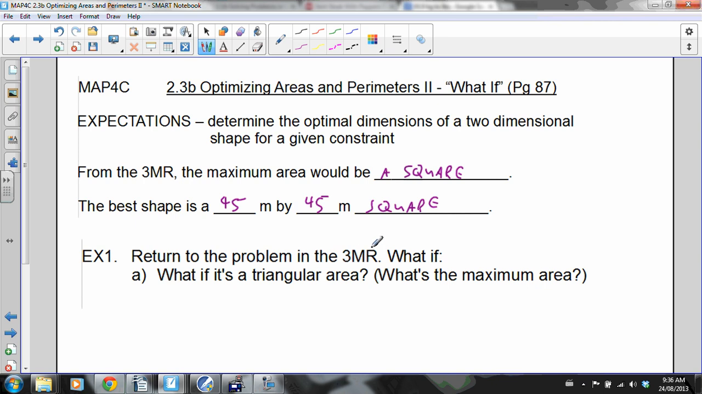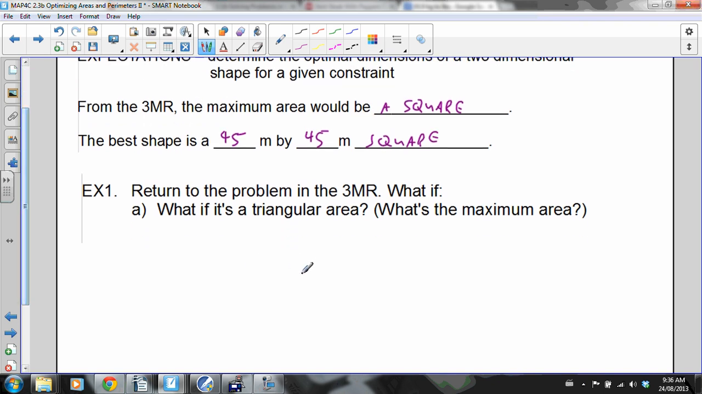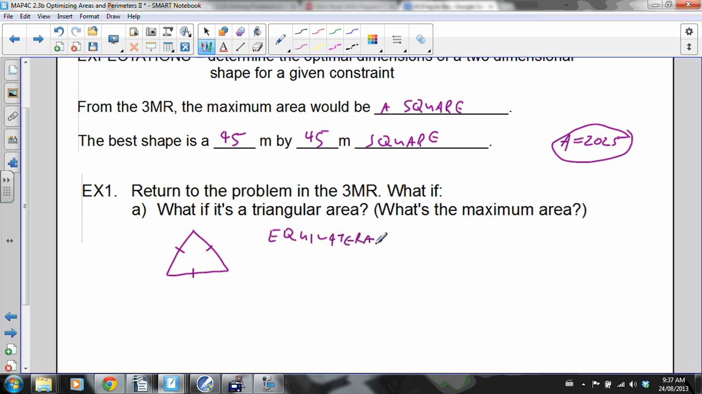Return to the problem in the 3-minute review. So this is the snow fence problem still. What if it's a triangular area? Why you would make a triangular snow derby area, I have no idea, but let's just say. Remember the area was 2025, keeping that in the back of our mind. Well, I think it wouldn't be too hard to convince you, because a square is the best 4-sided shape, that an equilateral triangle is the best triangular shape. I'm just going to assume that I can convince you of that.